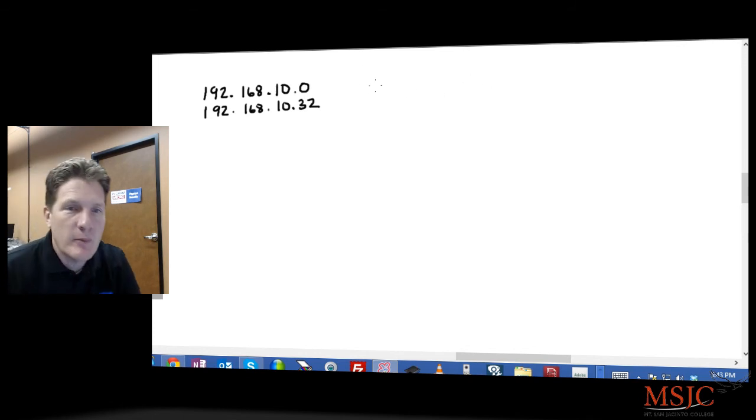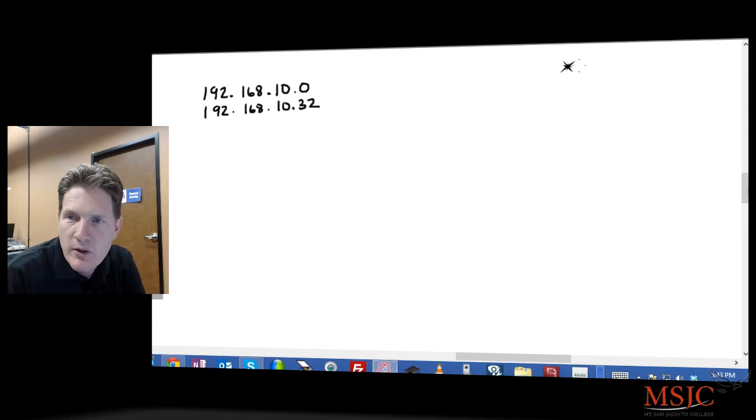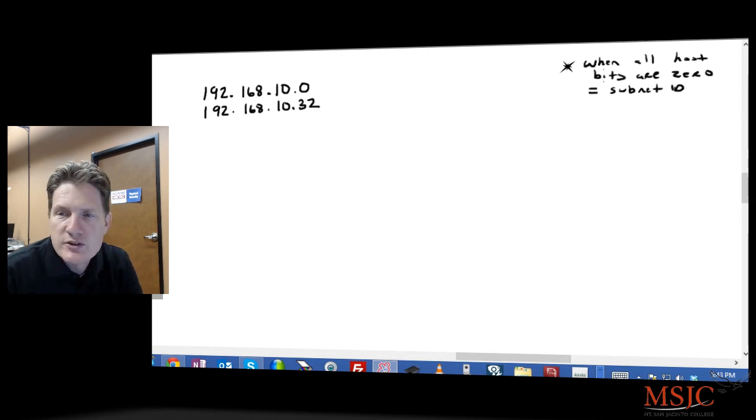Now, remember I told you that other axiom that whenever you AND the network with the subnet mask, you'll always get the subnet ID. Here's your next axiom that you must remember. When all host bits are 0, you have the subnet ID. Okay? So when all the host bits are 0, you have the subnet ID.